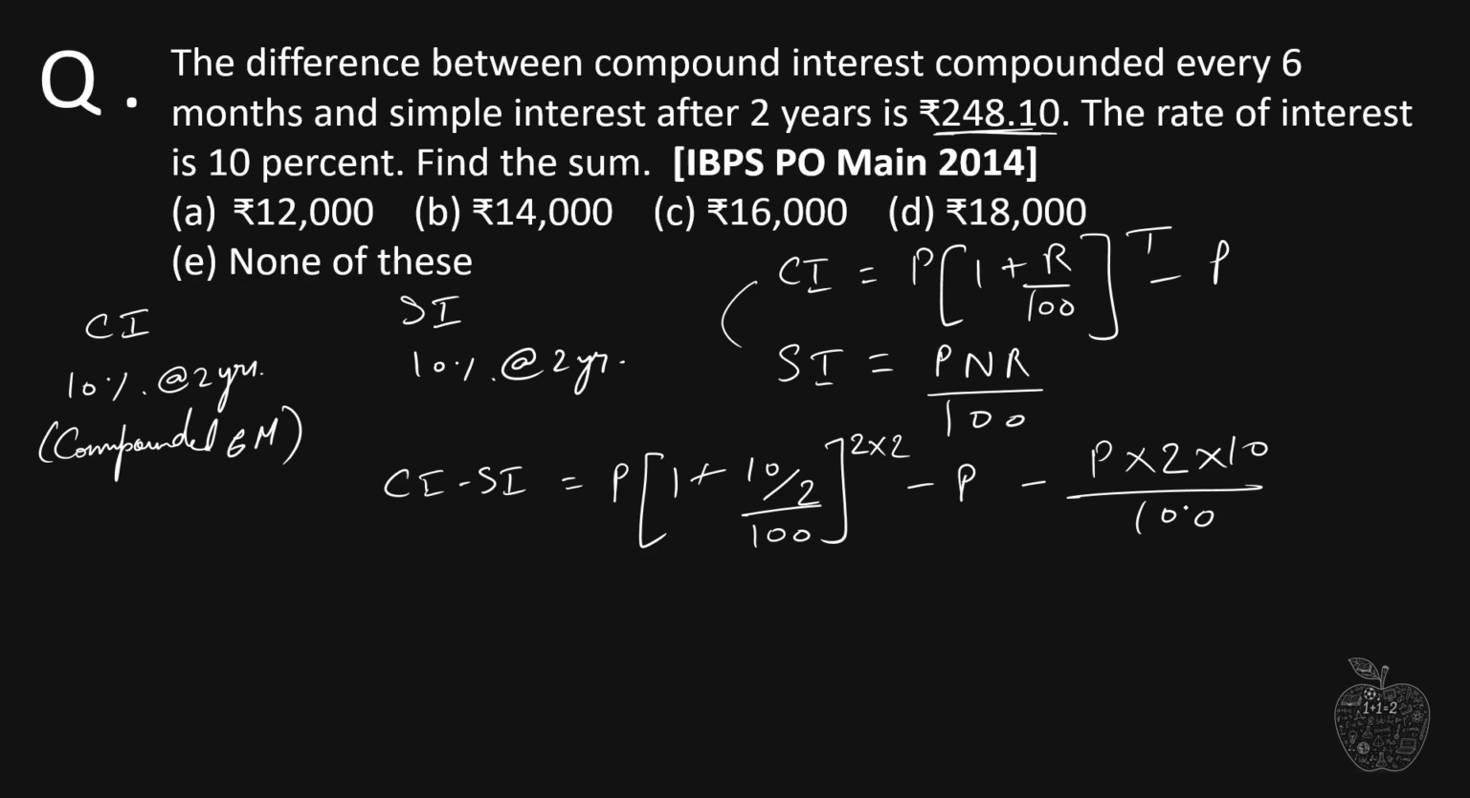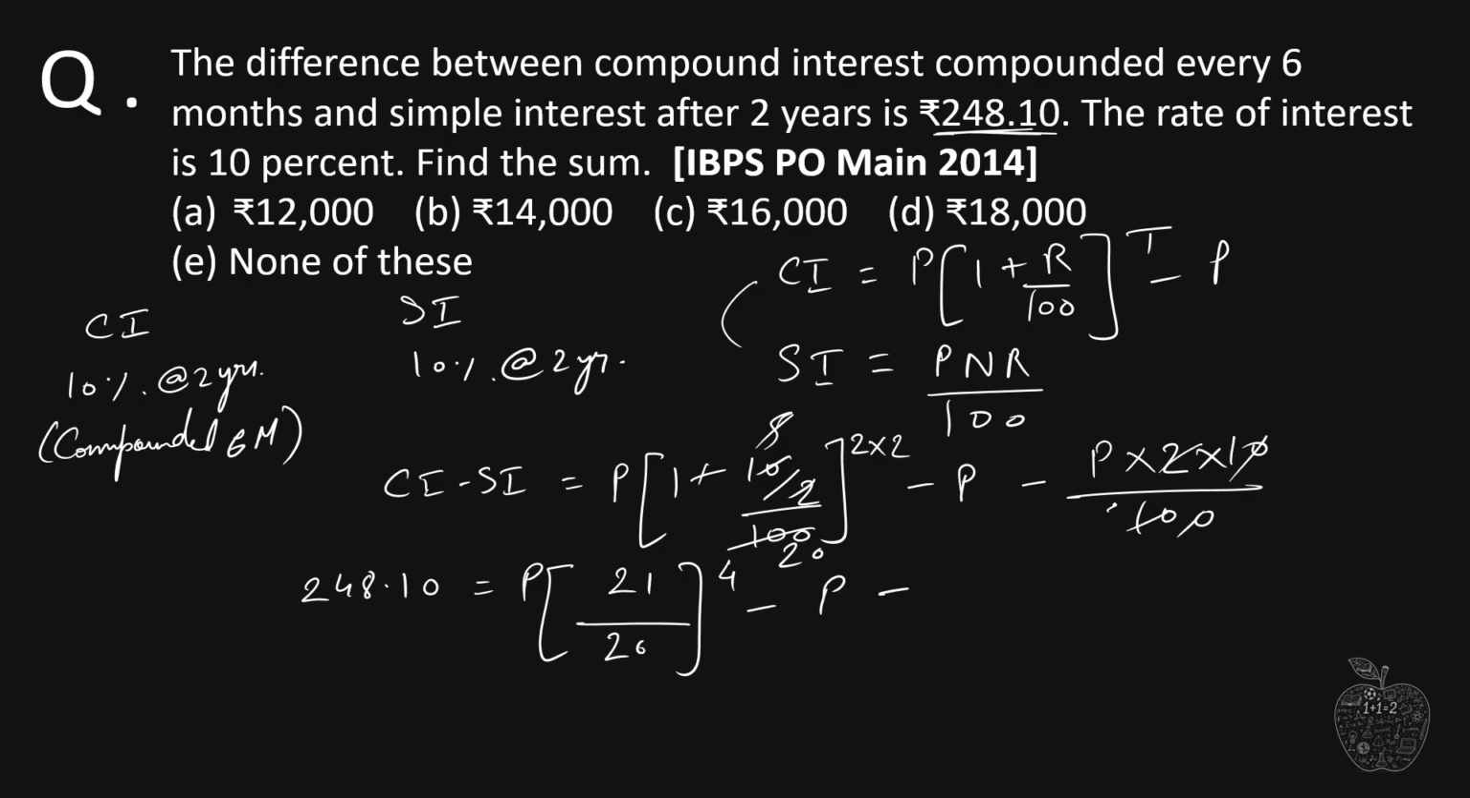Now we have to solve this. CI minus SI is 248.10, which is equal to P. 2 5s are 10, 5 2s are 10, so the LCM here is 20. 20 plus 1, we get 21 over 2 2s are 4, minus P, minus 0 gets cancelled, 2 5s are 10, so minus P by 5. Now, are you getting it? Like, how much calculation is involved in this?